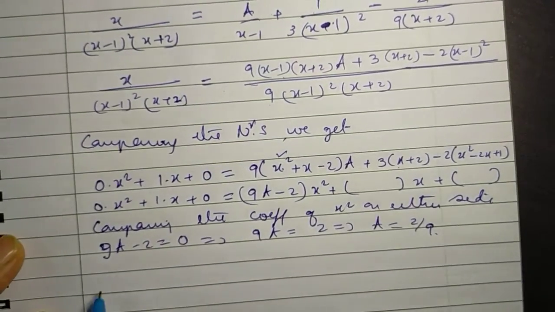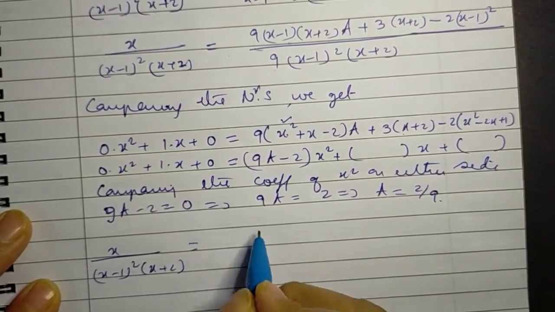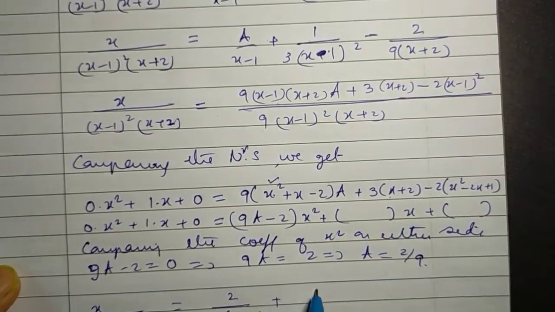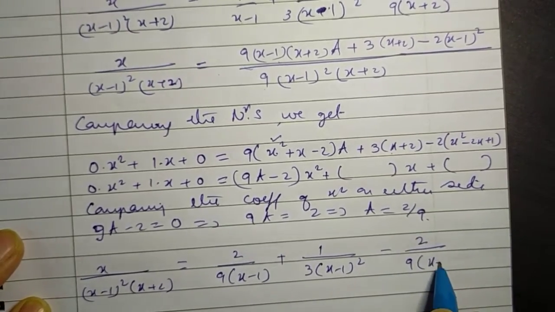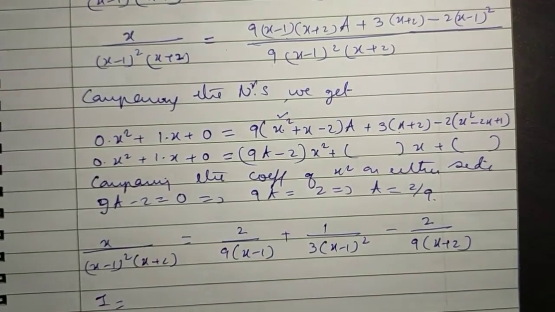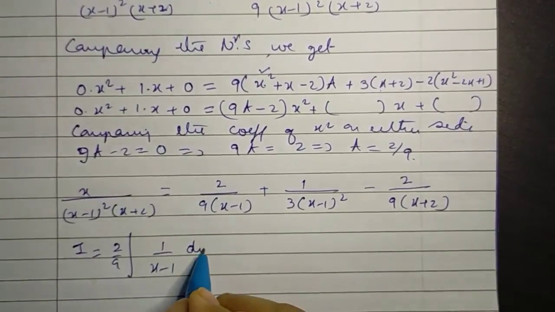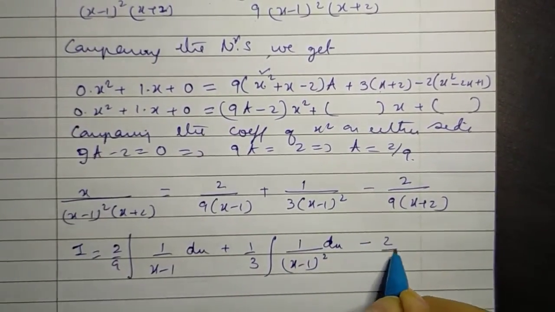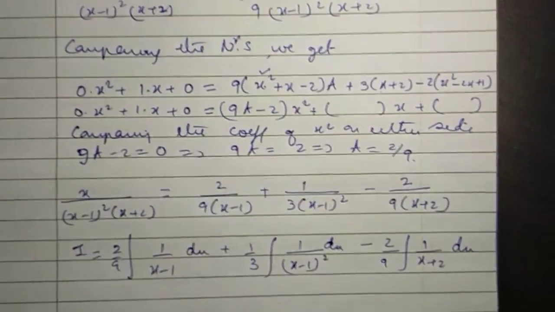upon 9. And so this gets reduced to a is 2 upon 9 plus 1 upon 3 times x minus 1 squared minus 2 upon 9 times x plus 2. And we simply have to now solve these. So the integral becomes integral of 2 by 9 1 upon x minus 1 dx plus 1 upon 3 1 over x minus 1 whole squared into dx minus 2 by 9 1 upon x plus 2 dx. And all these integrals we can easily solve.